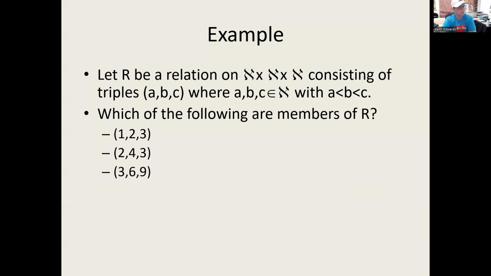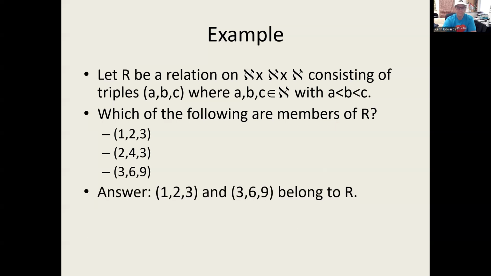How about 2, 4, 3? Well, two is less than four, but four is not less than three. 3, 6, 9 would satisfy the relation, but 2, 4, 3 does not because they're not in strictly ascending order. So the related question is, what is the degree of this relation? Well, the degree of that relation is 3.